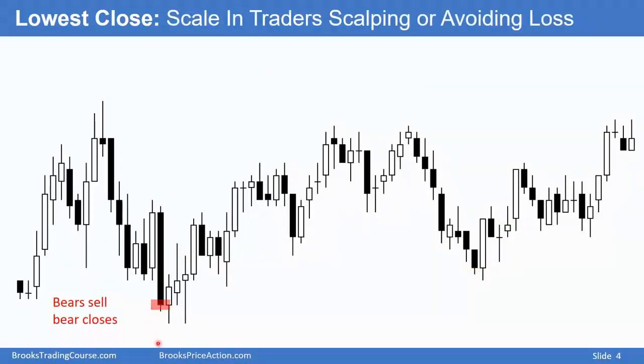Bears sell bear closes, betting on lower prices. They see a rally, and they're hoping the first reversal up is minor. Therefore, some bears will look to sell below a bear bar, hoping that it gets back down here and they can get out break even on their first sell and with a profit on their second.